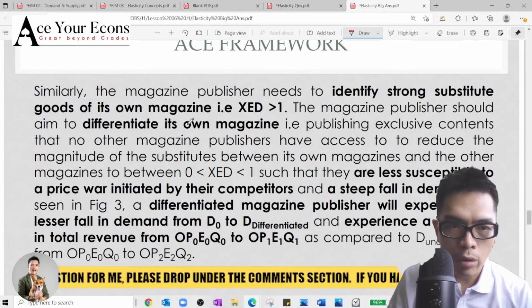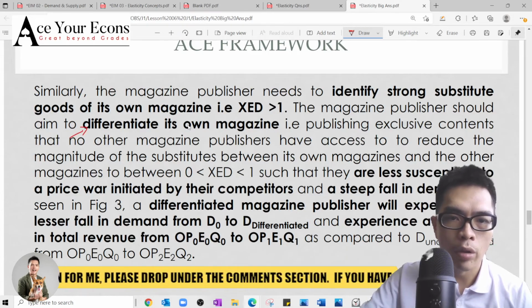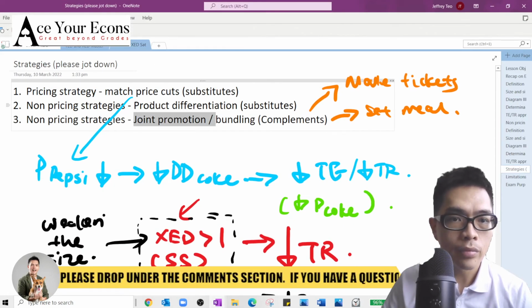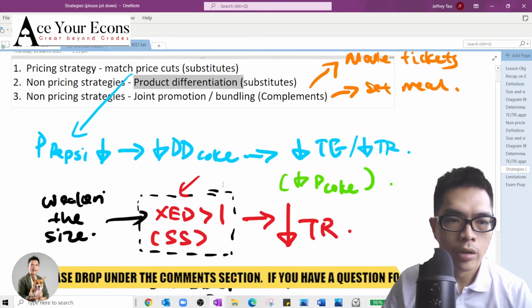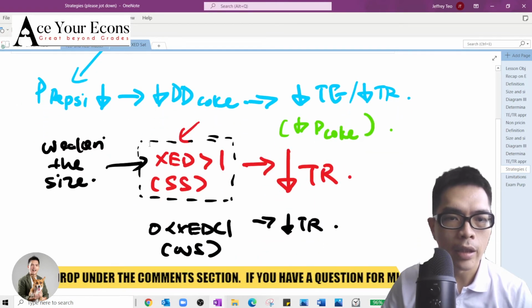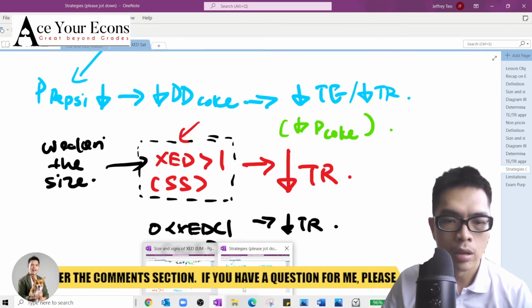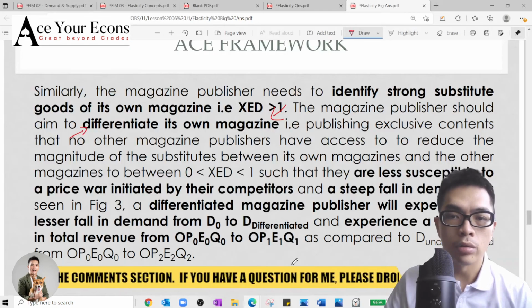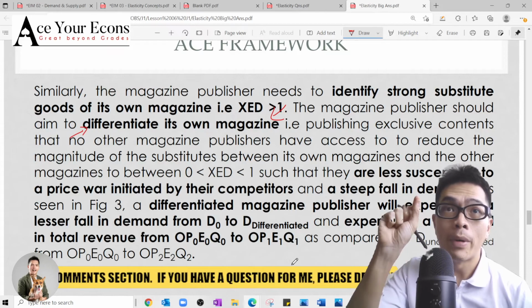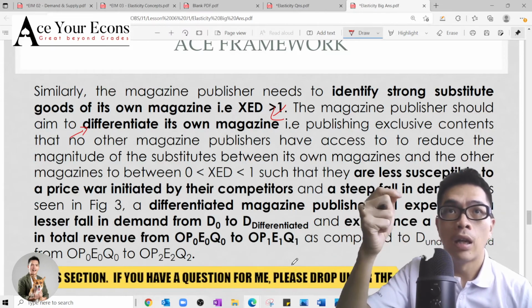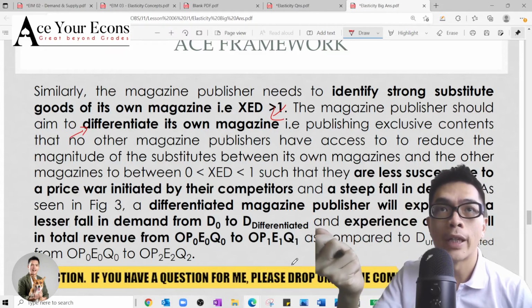How can you do so? Product differentiation. I've stated this earlier on. The whole idea is to weaken your XED such that it becomes between 0 to 1. How are we going to do so? Remember, the concept that is tested here is the size of XED. What are we going to do to weaken the size of the XED?